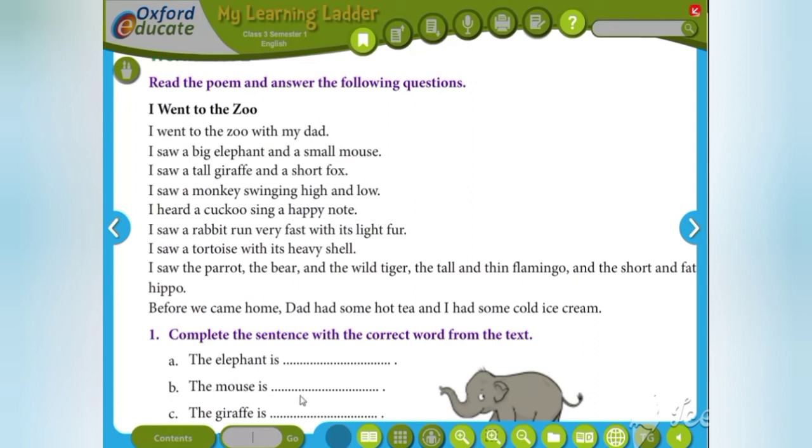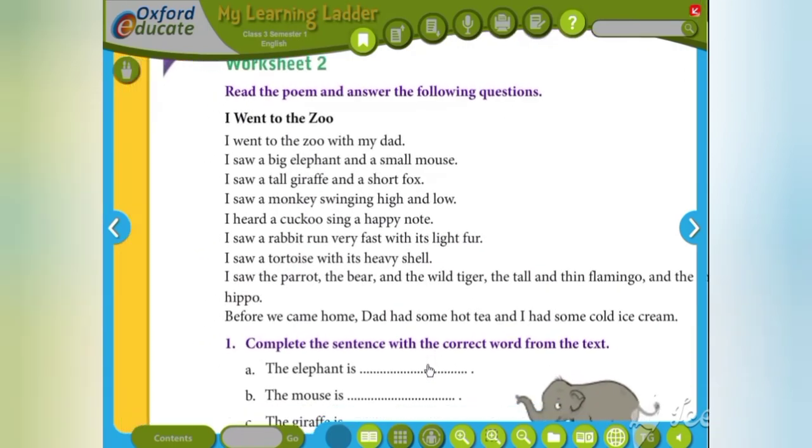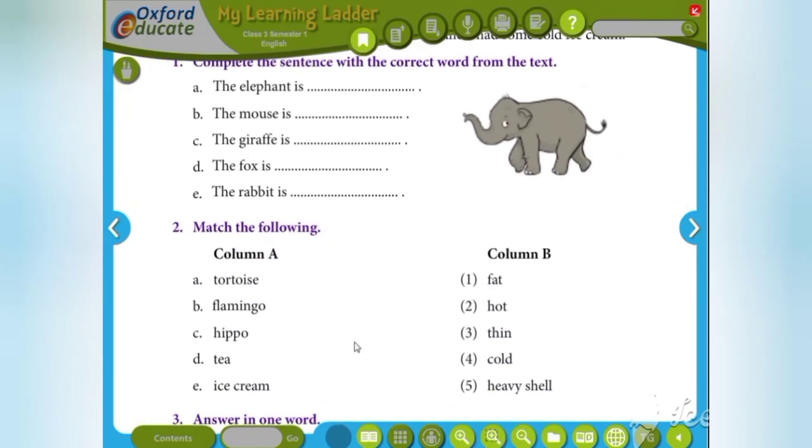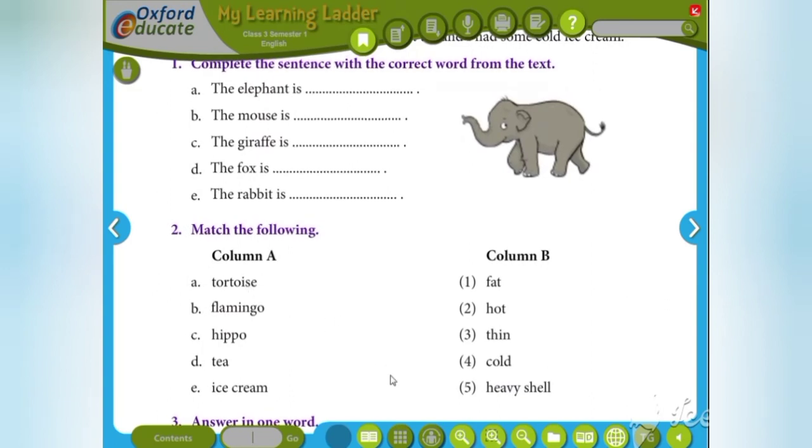Okay, the mouse is, go and search there, where is the mouse? Small mouse, it is given, right? In the second line of the poem, I saw a big elephant and a small mouse. So what will come here in the B question? The mouse is small. Okay, this is how we want to write. And then match the following. The tortoise, we have to match: fat, hot, thin, cold, heavy.